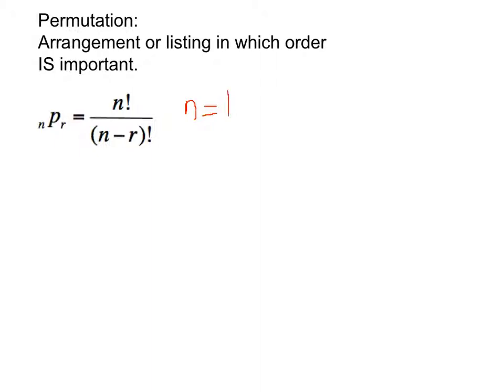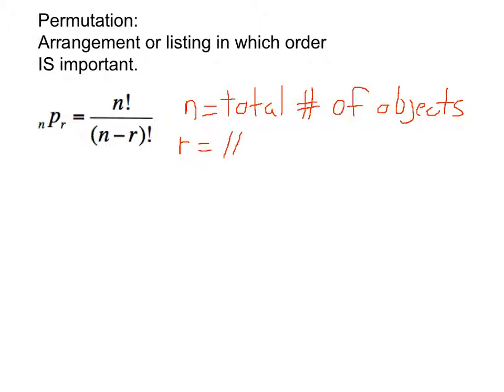N is the total number of objects. I like to use the number sign. N is the total number of objects. Now you might say, there's no objects here, there's people. Sorry, for me, people are objects. That's how we do it in math. R is the number of objects chosen, or selected. And again, yes, people are objects.